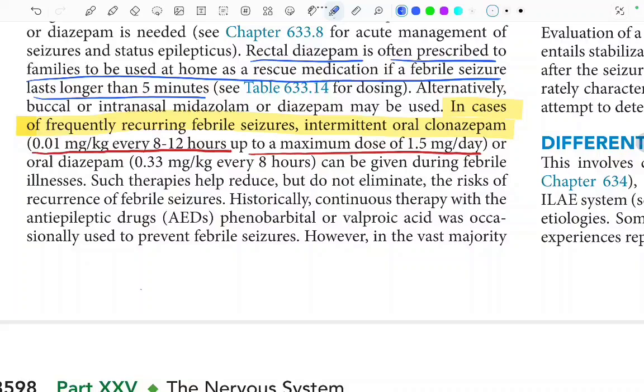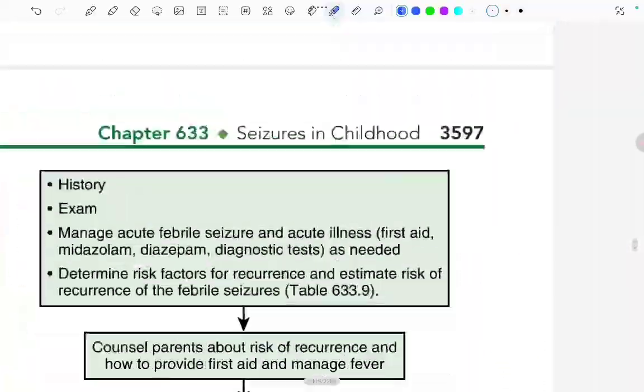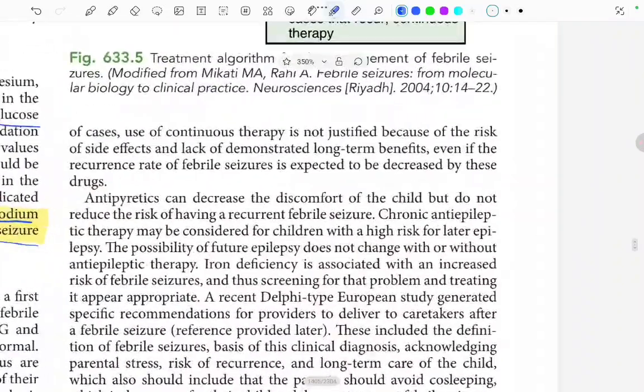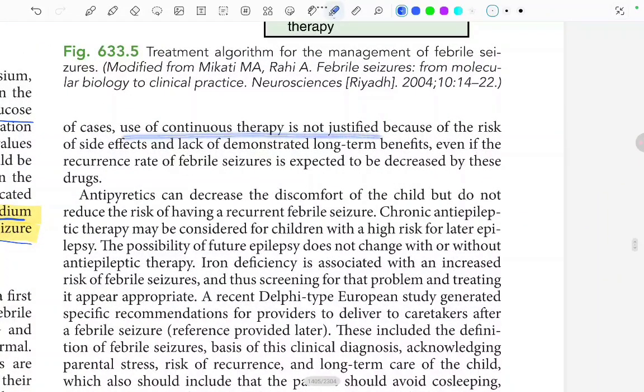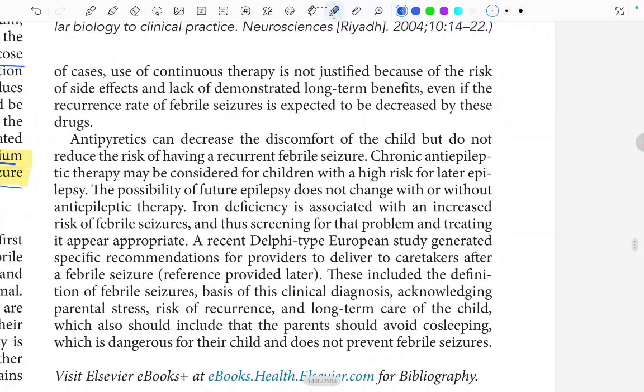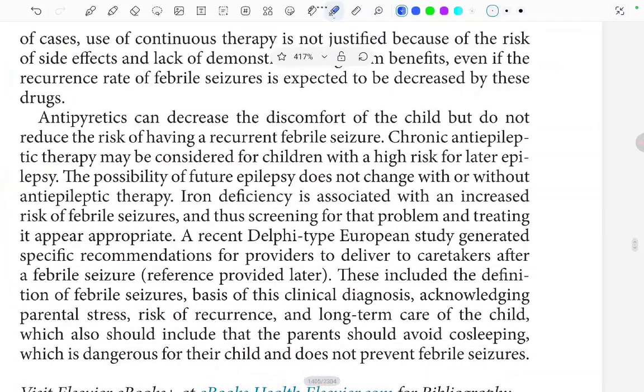Historically, continuous therapy with the anti-epileptic drugs phenobarbital or valproic acid was occasionally used to prevent febrile seizures. However, in the vast majority of cases, use of continuous therapy is not justified because of the risk of side effects and the lack of demonstrated long-term benefits, even if the recurrence rate of febrile seizures is expected to be decreased by these drugs. Antipyretics can decrease the discomfort of the child but do not reduce the risk of having a recurrent febrile seizure. Chronic anti-epileptic therapy may be considered for a child with a high risk of later epilepsy. The possibility of future epilepsy does not change with or without anti-epileptic therapy.